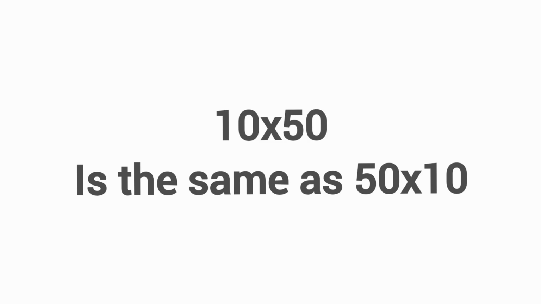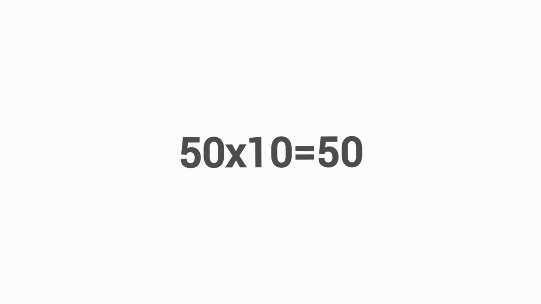Or a simpler way to do this: remember, any number times 10, all you have to do is add 0 to the number being multiplied. So 10 times 50 or 50 times 10 is the same as 50 and add a 0 on it. So 10 times 50 equals 500.